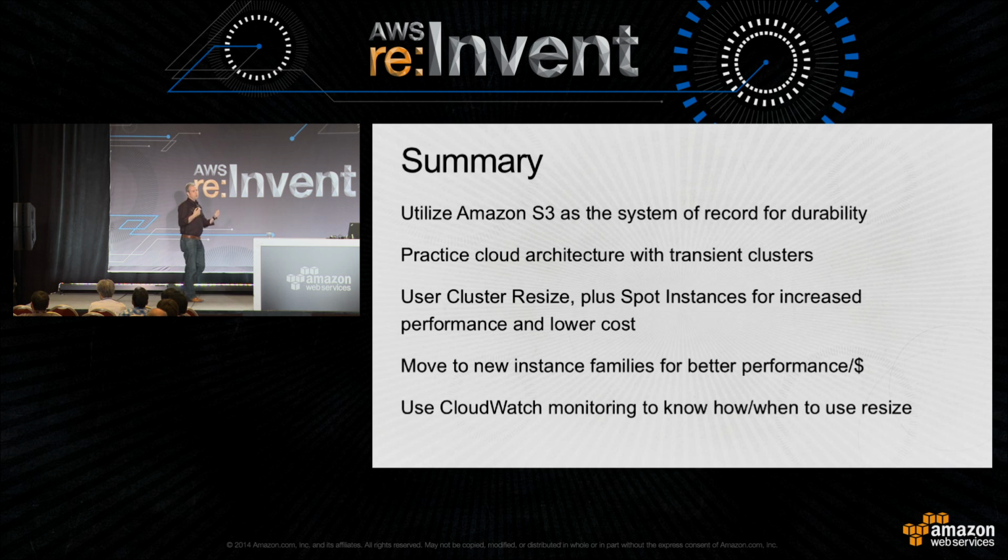Please move to M3 and C3 to get better price performance, keeping in mind that if you're using heavy HDFS, you may still find that M1 and C1 offer you really good local storage capability. But generally, if your file system of record is S3, then you should definitely move to M3, C3. You'll go faster, and it'll cost you less.